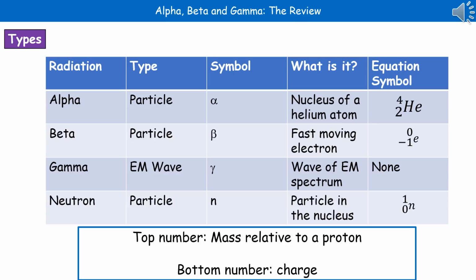Gamma is an electromagnetic wave, so it doesn't have an equation symbol because it's just a wave of the electromagnetic spectrum. And then finally, a neutron is a particle, which hopefully we remember, and it's actually found in the nucleus of the atoms. Now, you've got your equation symbol on the right there for the neutron that you need to remember as well. 2 things that we need to remember on there are what the numbers represent. So the top number is the mass relative to a proton, and the bottom number is the charge on that particular item.